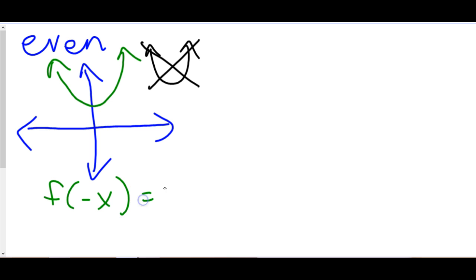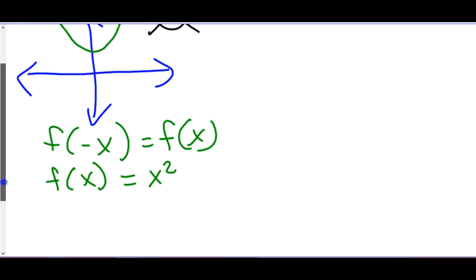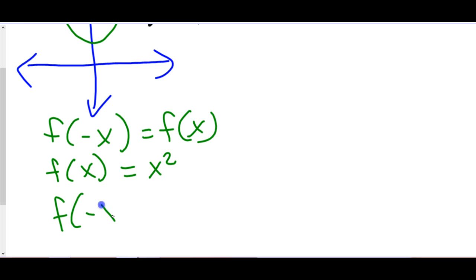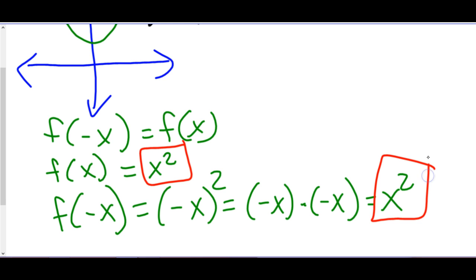So f of negative x equals f of x if a function is even. It's easier with just, again, like the quadratic, so we're going to check f of x equal to x squared, just to show a quick example. If I plug in negative x, negative x squared is the same thing as negative x times negative x, or positive x squared. So what we started with, x squared, matched what we ended with. Those were the same, therefore our function is even.